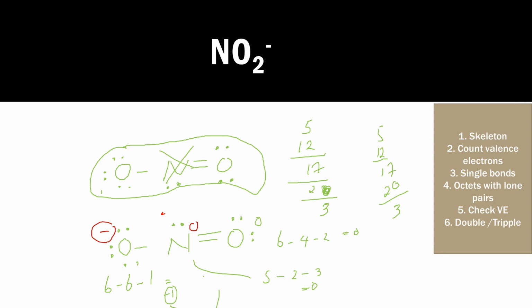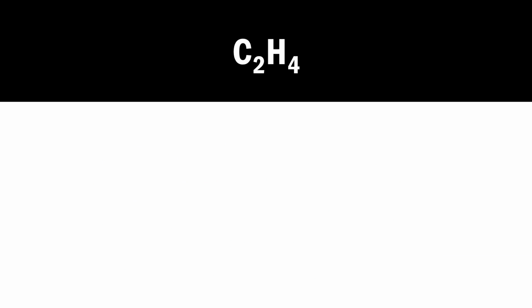Let's move to another question. So C2H4. What can we write? We can write a big C, H4, H. Now count valence electrons. Carbon group 4, 2 of them, 8. Hydrogen group 1, 4 of them. So together 12. Now single bonds.